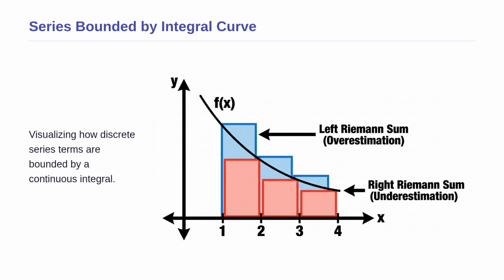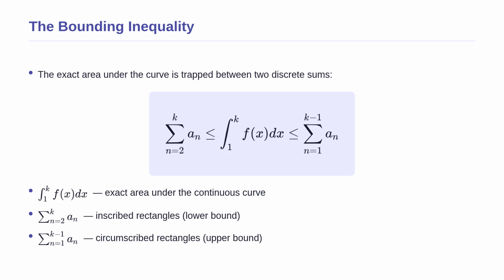Because the function is strictly decreasing, the area of these inscribed rectangles is always less than the exact area under the continuous curve. The rectangles sticking out above represent the left Riemann sum. This visual perfectly captures why the total sum of the discrete series is trapped or bounded by the continuous integral. This visual intuition leads us directly to our formal mathematical boundary.